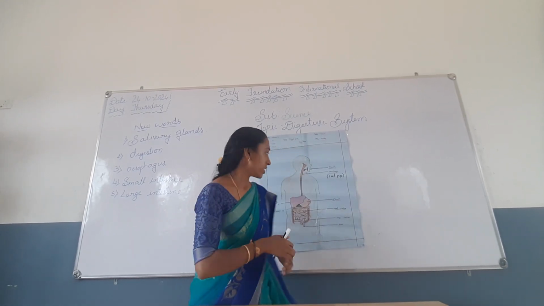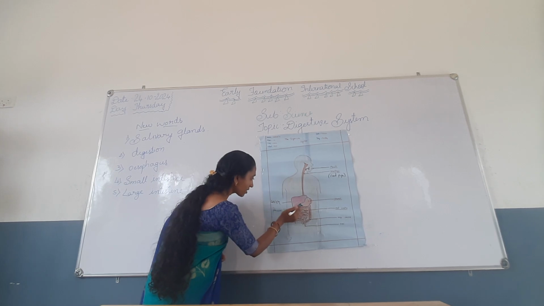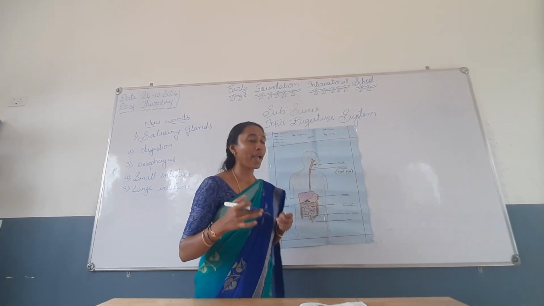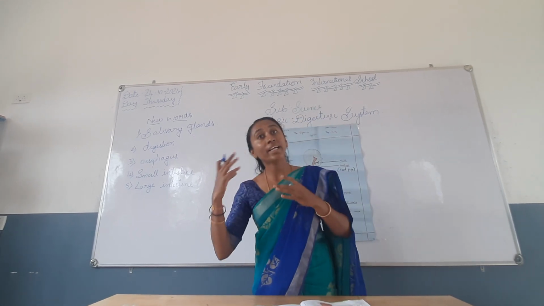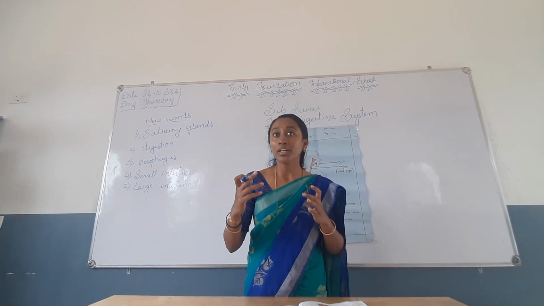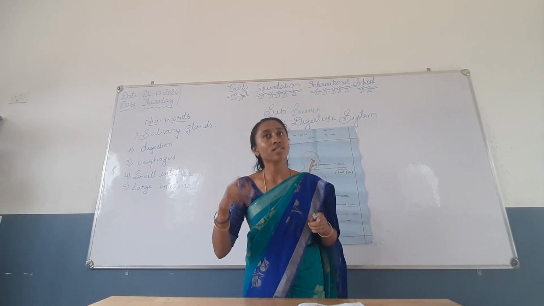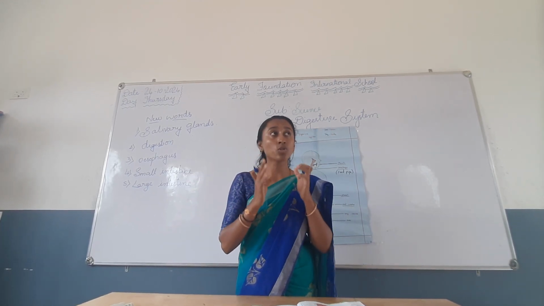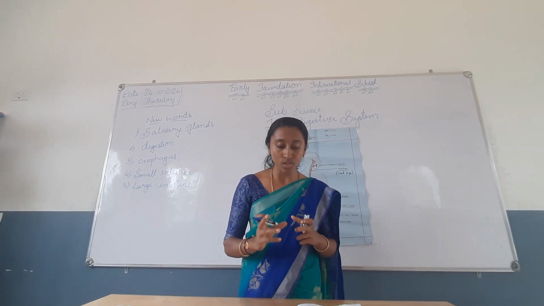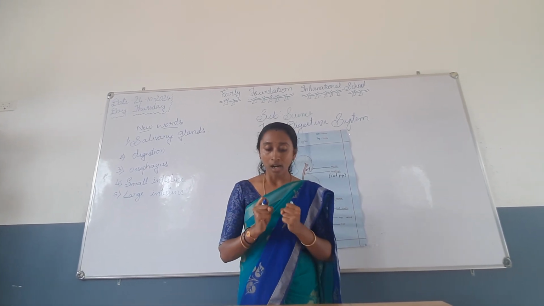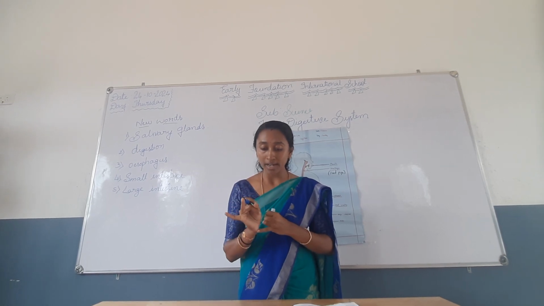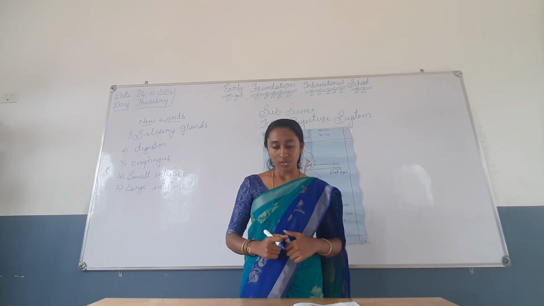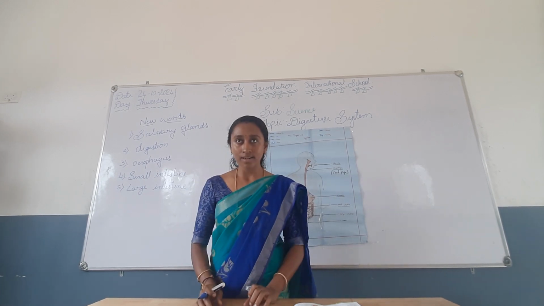And the pancreas, see here, this is the liver and this green color is the pancreas. What will the pancreas do? The pancreas will produce the pancreatic juice, which is used for digestion. It also helps with the proteins and carbohydrates present in our food. Okay, children, liver and pancreas, understand?